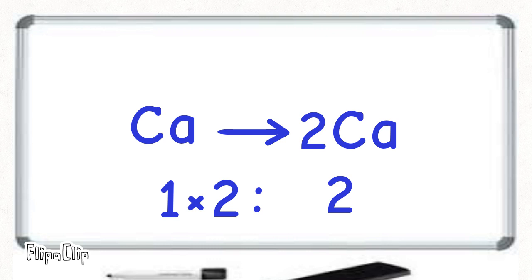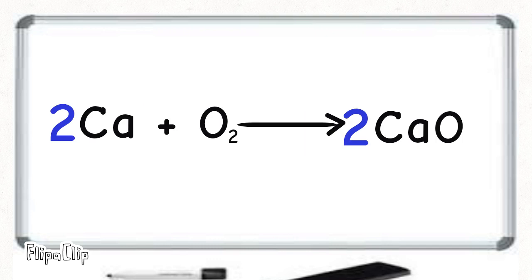Let's balance calcium. The number of atoms for calcium on the reactant side is 1, and that for the product side is 2. By balancing 1 and 2, we multiply the 1 by 2 to get 2. So we write the 2 in front of the Ca at the reactant side. Now the equation is balanced.